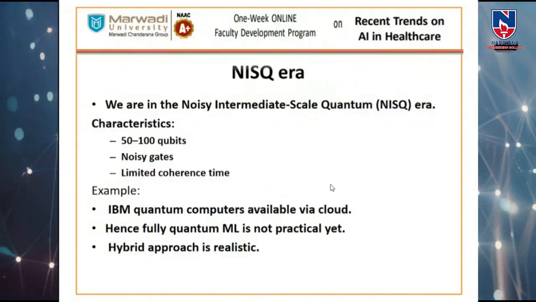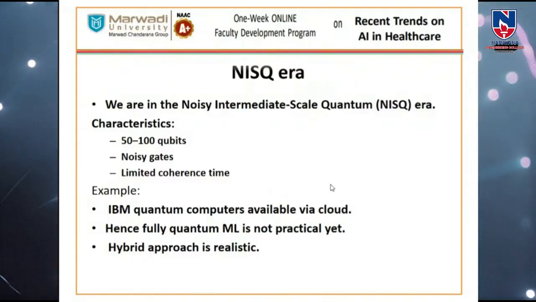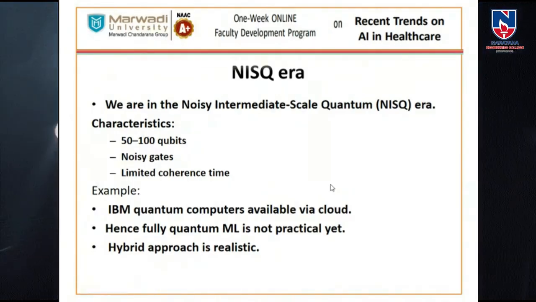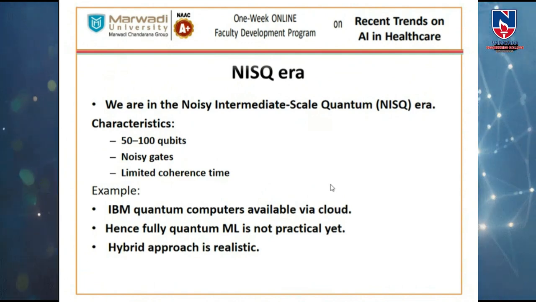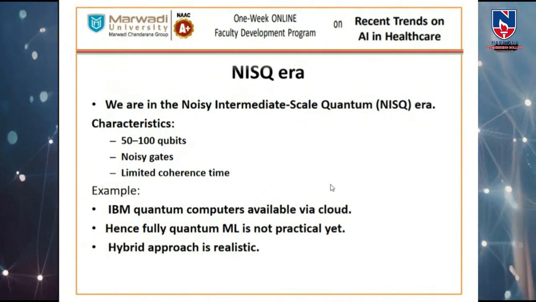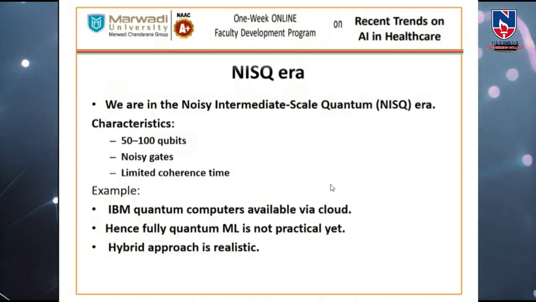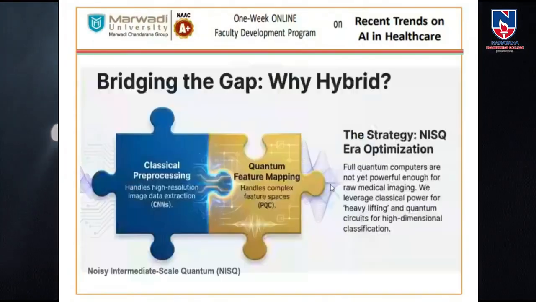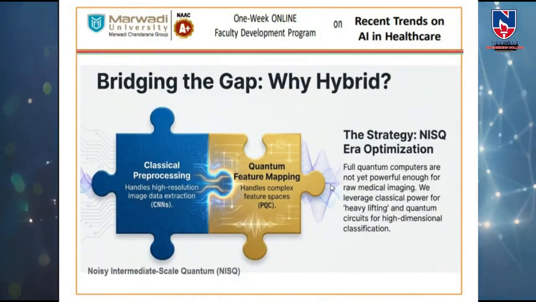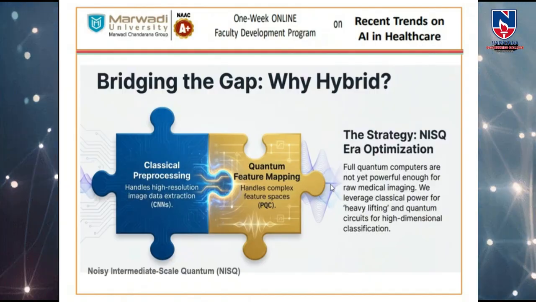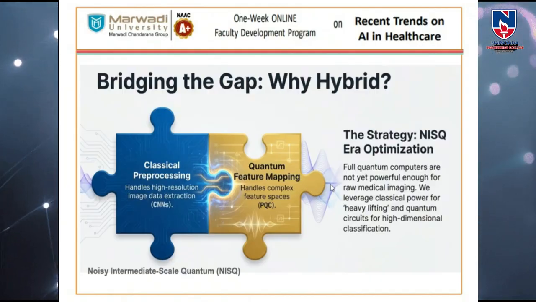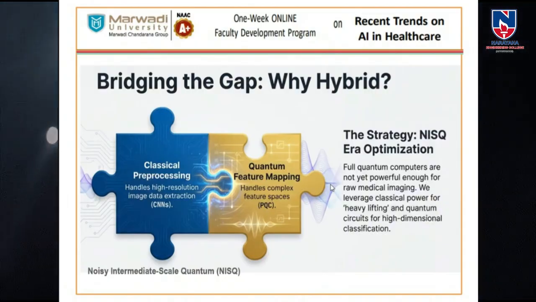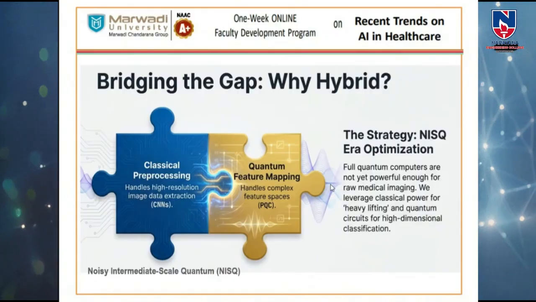I can summarize that the NISQ era demands parameterized circuits and hybrid architectures, which represent the most practical, grounded path forward. But these are the challenges we have. Based on that, why are you looking for a hybrid instead of pure quantum machine learning, pure quantum computing? Why are you adding classical processing to quantum computing? Why are you making a hybrid mode?